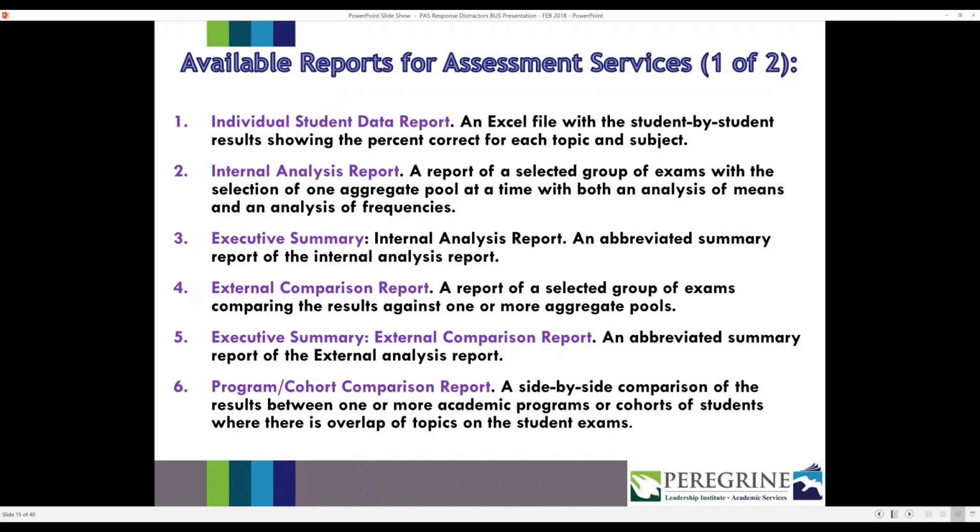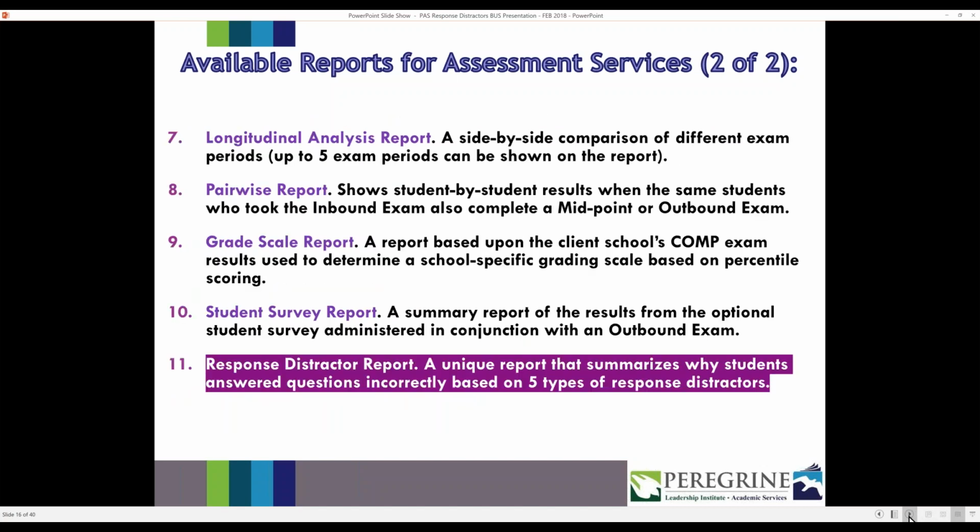The idea is, for example, if you have accounting MBA students and you have marketing MBA students, are your accounting students performing at a higher level on accounting topics than your marketing students? You hope they do, right? But this report will tell you if the evidence supports that hope.